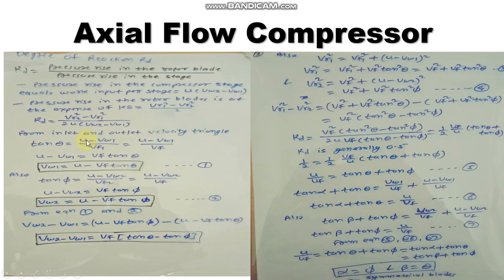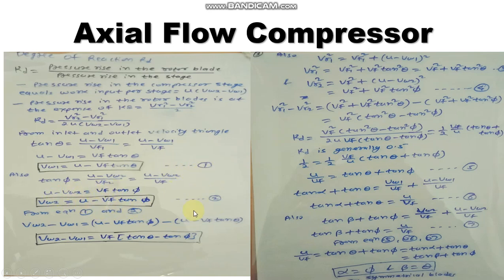Tan theta is equal to U minus VW1 upon VF1. So we can write U minus VW1 is equal to VF tan theta, or VW1 is equal to U minus VF tan theta. For the outlet triangle, tan phi is equal to U minus VW2 upon VF2, and VF1 is equal to VF2 is equal to VF. So U minus VW2 is equal to VF tan phi. Therefore VW2 is equal to U minus VF tan phi.